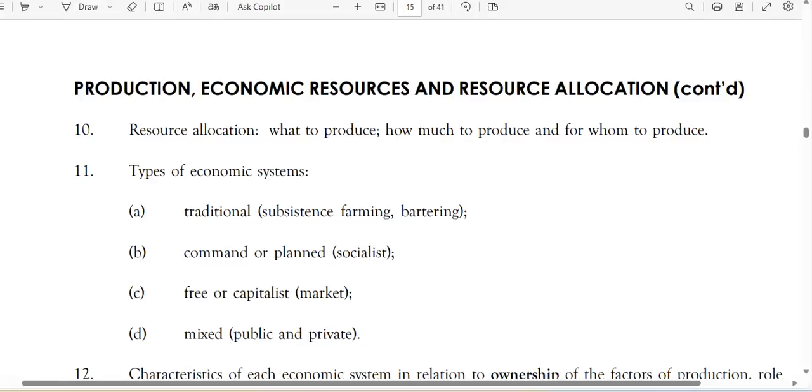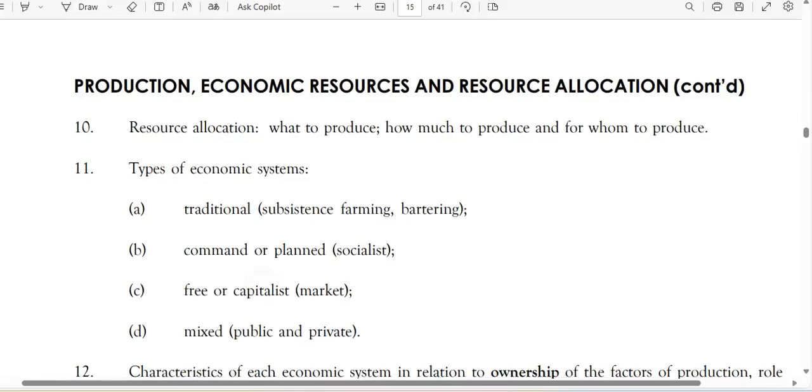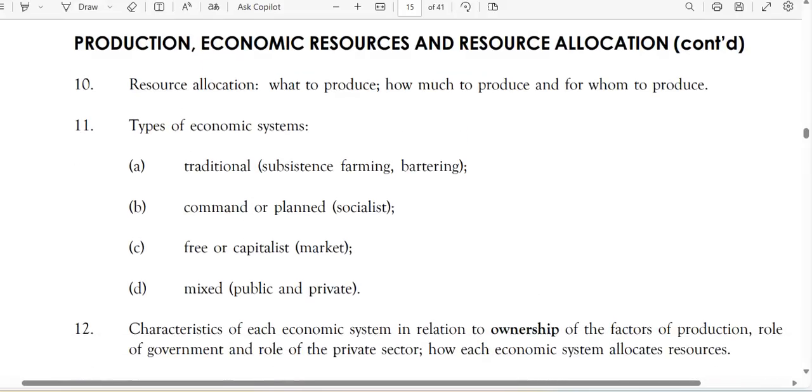All right. Why is resource allocation important? It helps to avoid waste of resources. It ensures fair distribution of goods, affects economic growth and development, and it responds to changing needs of the population. All right, guys, so if you get a question on resource allocation, it answers three questions: what to produce, how much to produce, and for whom to produce.